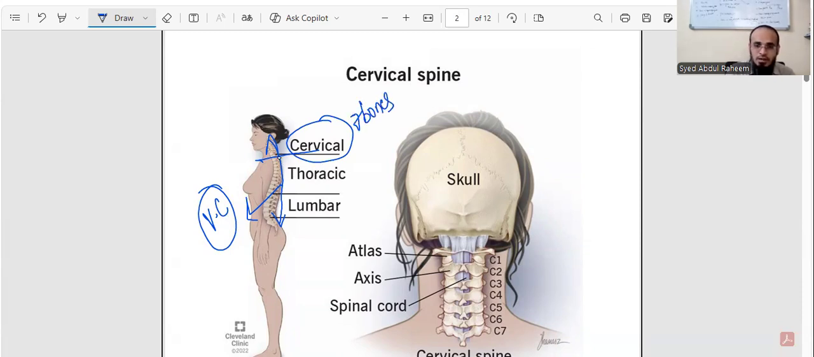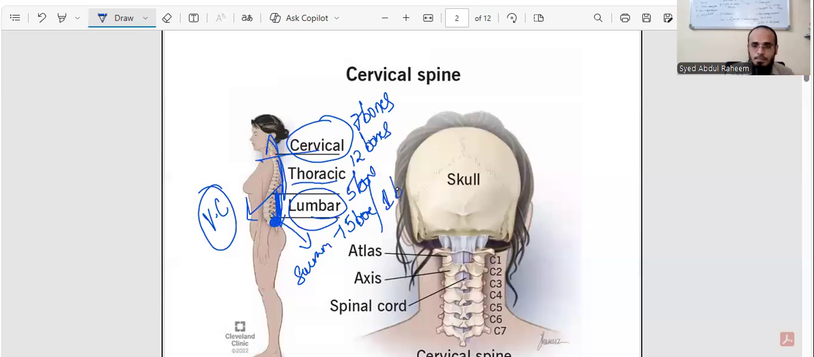Then the middle part is called thoracic. You have 12 bones here. After that comes the lumbar part, where you have five bones. After that, you have another five fused bones, called the sacral bones or sacrum. You can call it one bone because they are fused together, or singly, five bones.